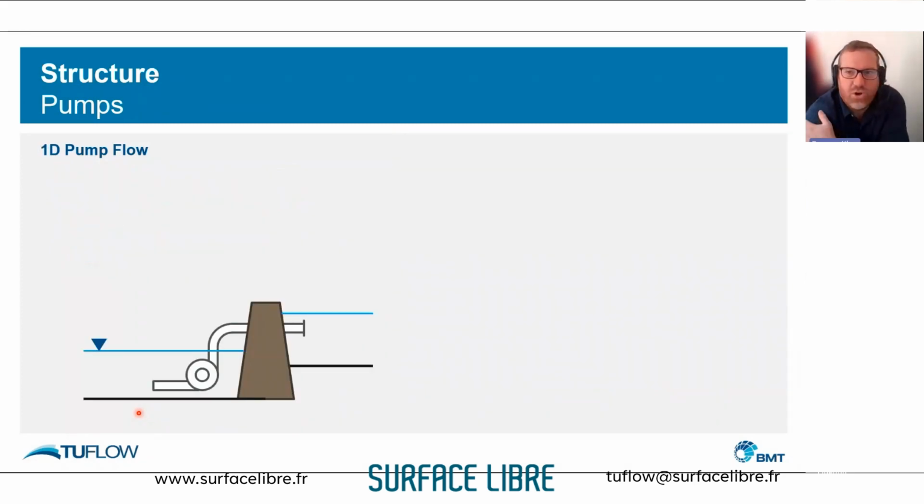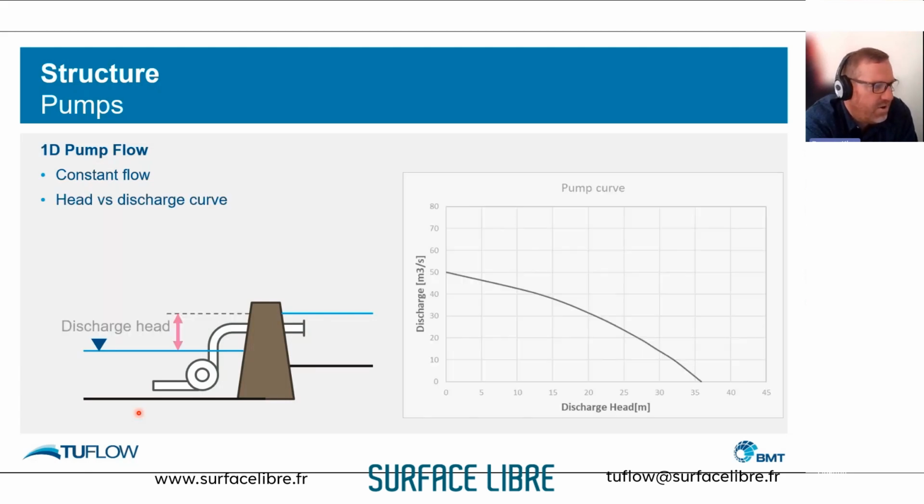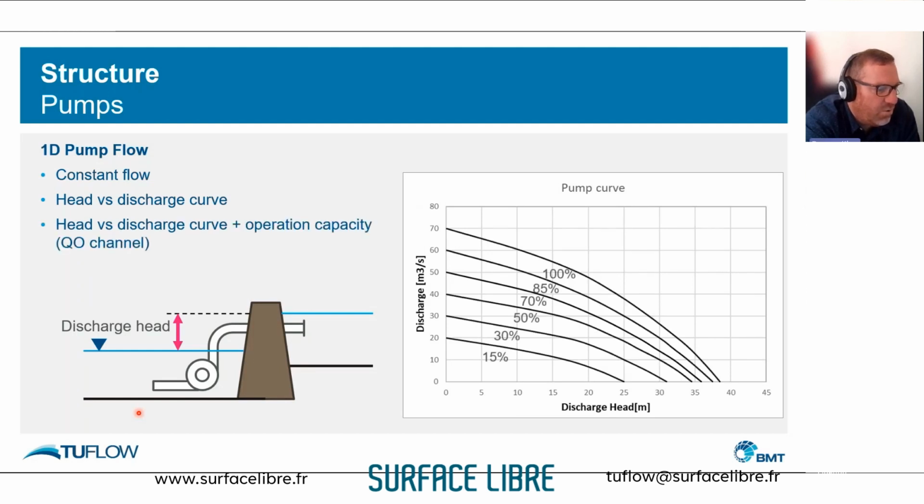If we want a bit more control, this is where we would have to go down the route of the 1D pump flow. So we use a 1D representation of the pump, and again we can have that constant flow. We can have those head discharge curves, or we can have a head discharge curve plus an operational capacity. So we can represent how that operates depending on different conditions.